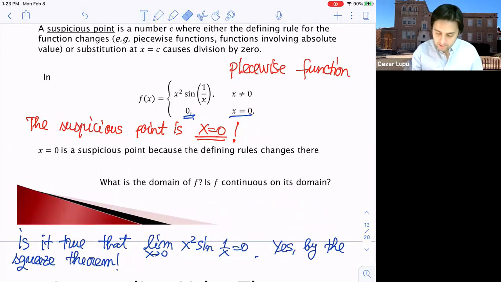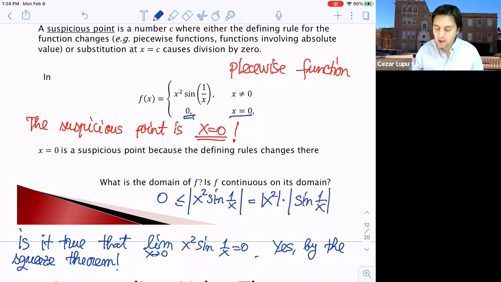Right, by the Squeeze theorem, let's see what we have. We have x squared times sine of 1 over x. We know that the absolute value of sine of 1 over x is greater or equal than 0. And this is equal to the absolute value of x squared times the absolute value of sine of 1 over x. But sine, we know, is bounded, less than or equal to 1 in absolute value, so this is less or equal than x squared in absolute value.